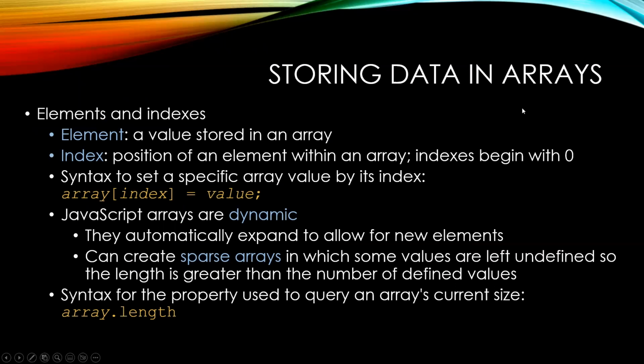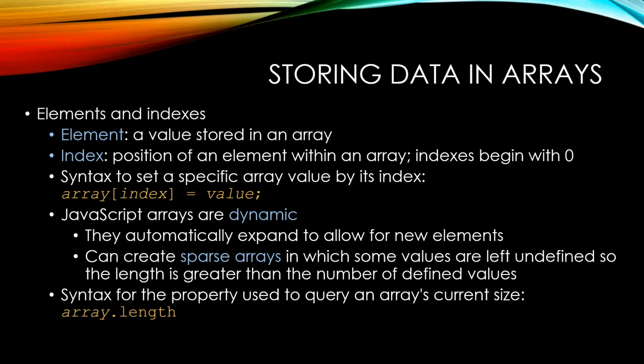Just as in C, what we've learned, an element is a value stored in an array, and the index is the position. We start our indices with 0, just like we do in other programming languages, and then we can increment by 1. If we want to set a specific index value, we use the array name, and we use the square brackets with the index in it, and then we say it can equal a value. The biggest difference between JavaScript and other languages is that JavaScript arrays are dynamic. So they are automatically going to contract and expand to allow for new elements.